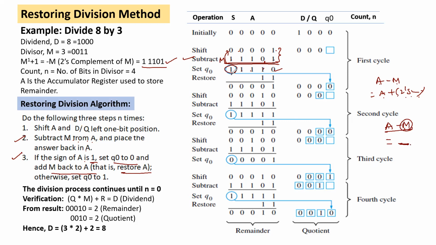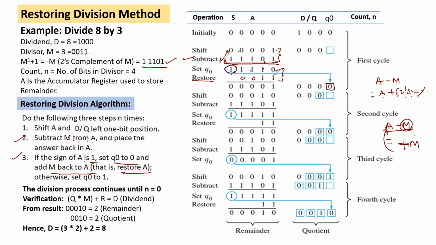Okay, so if the remainder has a negative sign, we have to place the 0 in the quotient part at the LSB. And the accumulator should be restored by adding M to get the restored value of A itself, the previous value. So restore means add M. What are the bits of M? 0, 0, 1, 1. They have written only 2 bits, 1, 1, but you can write both zeros also, no problem. It doesn't change the value when we add zeros.